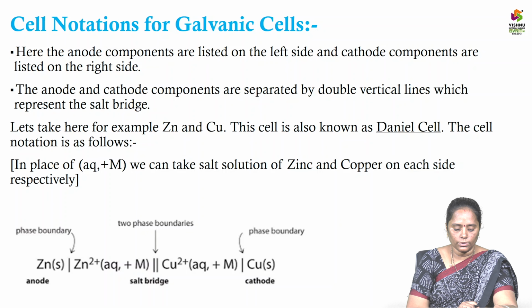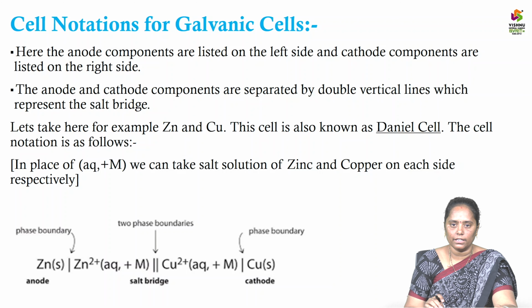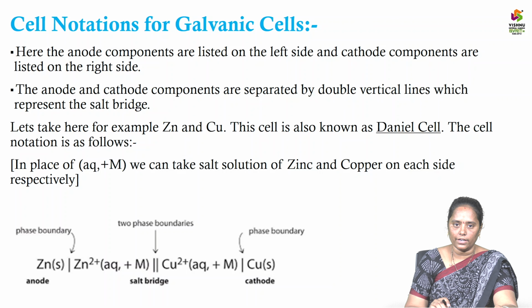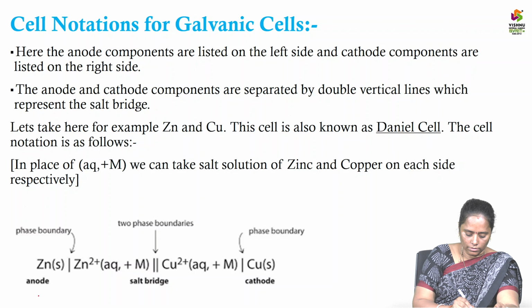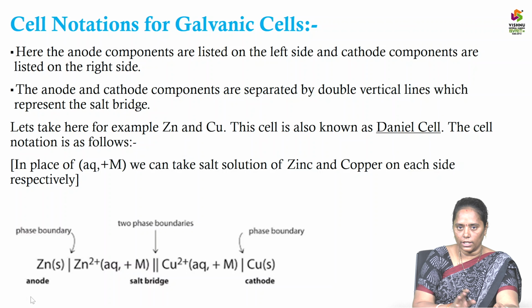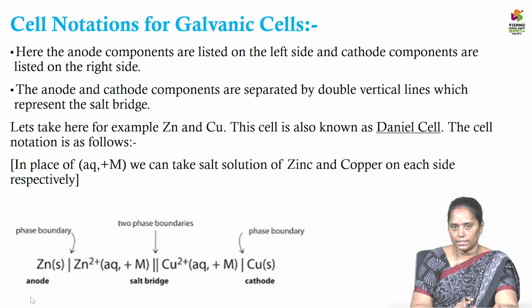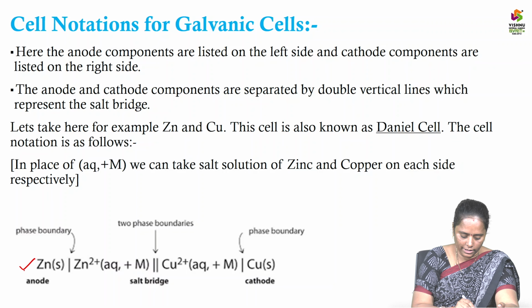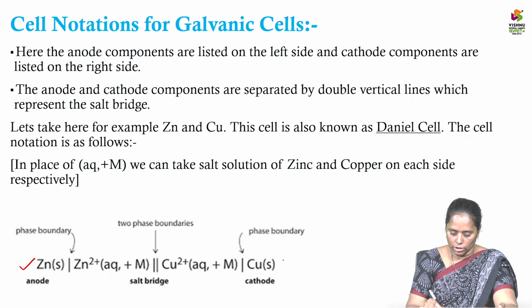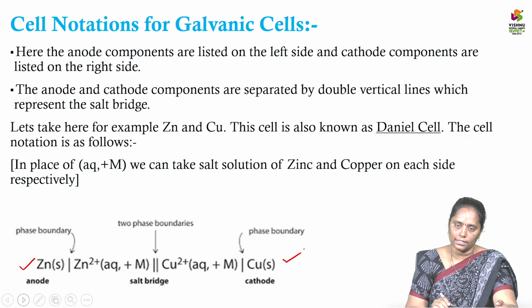Now, how do we represent a galvanic cell theoretically? We have represented the galvanic cell diagrammatically, with the metal, electrolyte, etc. Theoretically, how do we represent the galvanic cell? We have two half cells. The anodic compartment contains the anode and anodic electrolyte. The anode should always be placed at the left hand side. The cathode should always be placed at the right hand side.